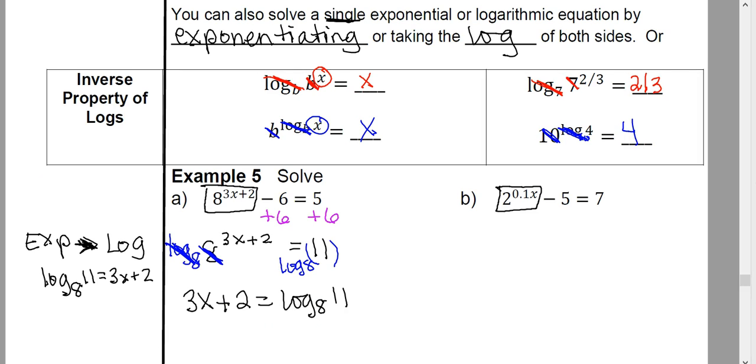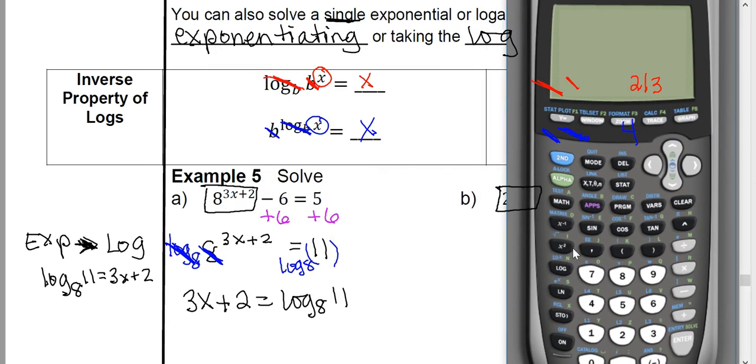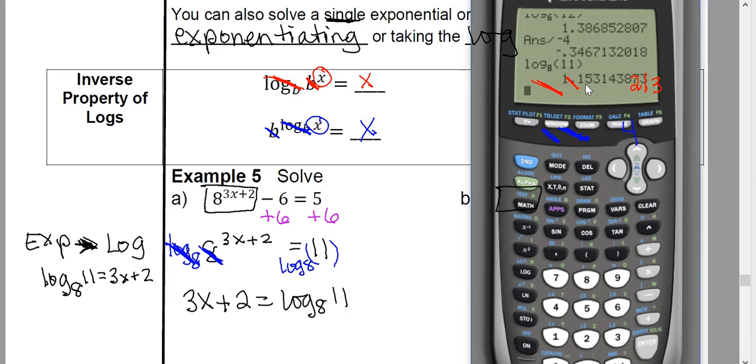Okay, so from here, we'd go to the calculator. We would do alpha window 5, and we would put 8 and 11. And we get the decimal 1.15, and so on. And then we know to solve for x, we first subtract the 2. So we take that number and subtract 2 from it. Whatever decimal you get, you subtract 2. And then from there, we get another decimal, and we take it and we divide it by 3.